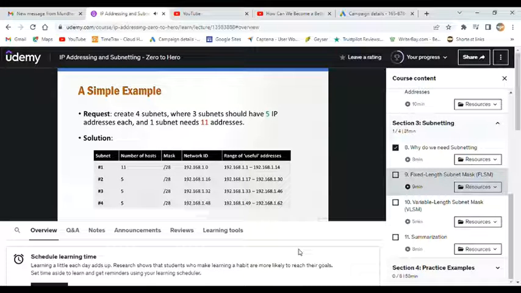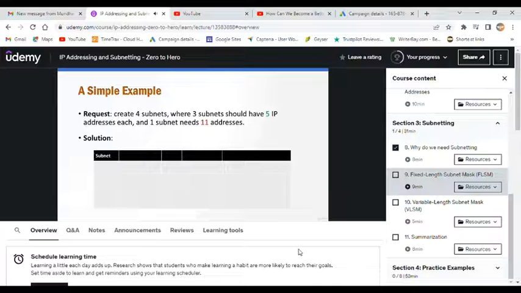Okay, so how did we get here? First, I'm going to mark all the subnets and then populate the number of hosts. We're going to begin from the largest network, which needs 11 IP addresses, and then we're going to talk about the other 3 networks that need 5 IP addresses each. The next thing to be determined is the mask.